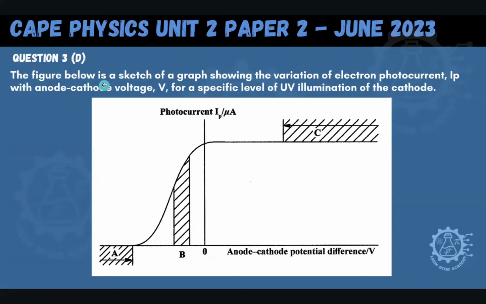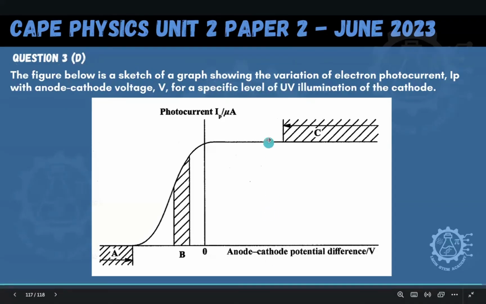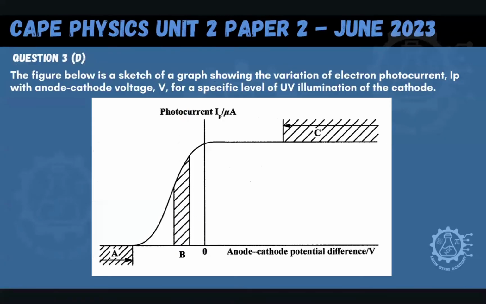Part D says that the figure below is a sketch of a graph showing the variation of electron photocurrent, IP, with anode-cathode voltage for a specific level of UV illumination of the cathode. So you have a specific UV light, a specific frequency that you've chosen, and you have a current that flows, and then you have the potential difference. So it's a photocurrent versus potential difference plot that we're looking at here, for one specific frequency used to generate this curve.